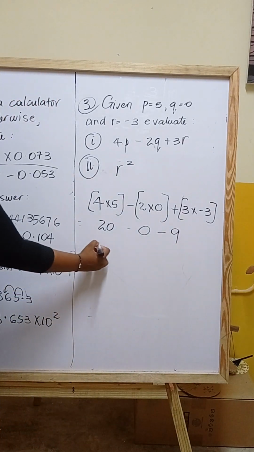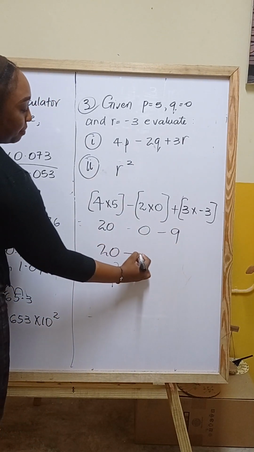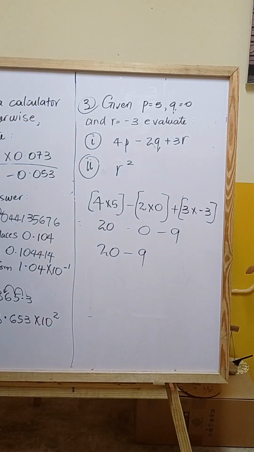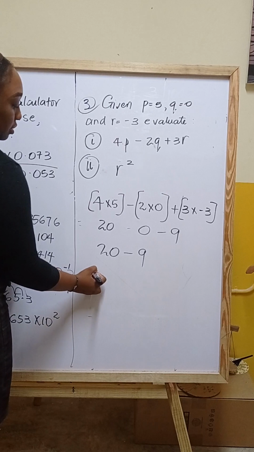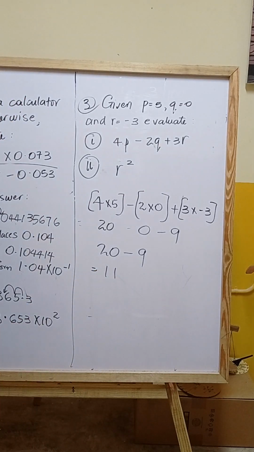So this becomes 20 minus 9. And 20 minus 9 will give us 11. So that's the answer for part I.